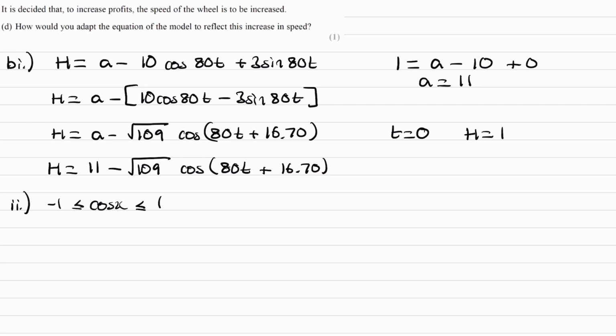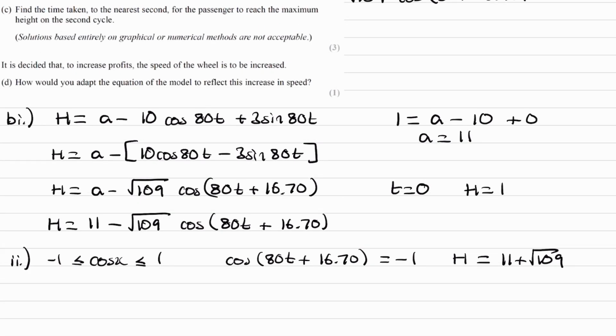So we want to make 11 minus root 109 times that cos as big as possible. If cos of this were therefore equal to minus 1, that effectively turns this into a plus, and that will then make h as big as it possibly can be. So when cos of (at plus 16.7) is equal to minus 1, then h will equal 11 plus root 109, which is our maximum height.